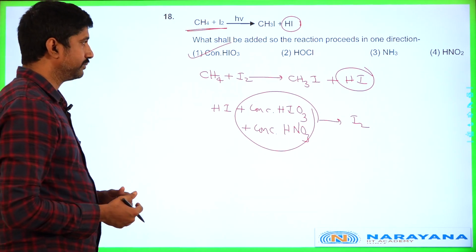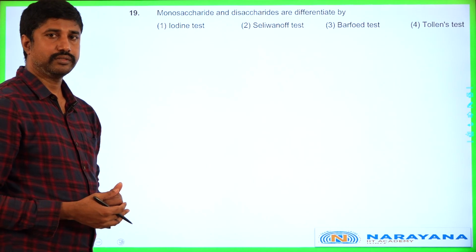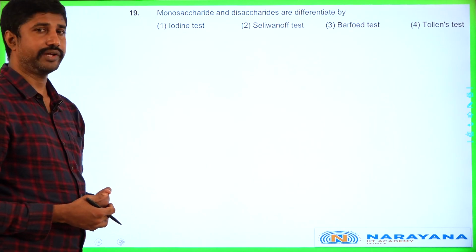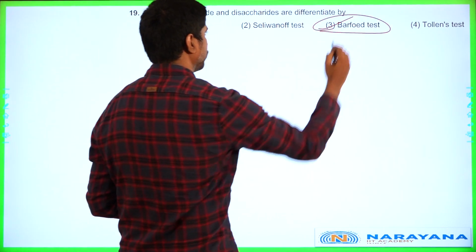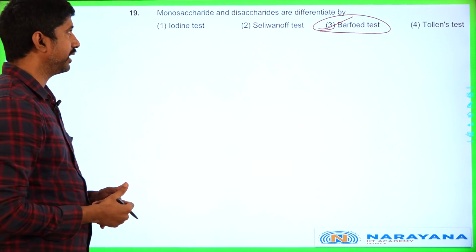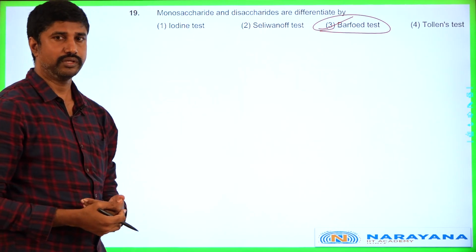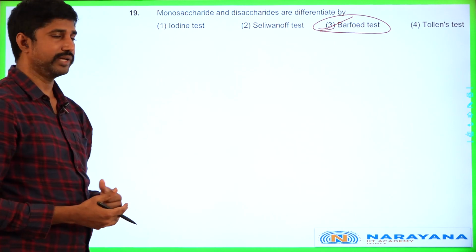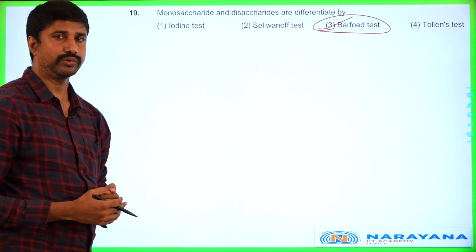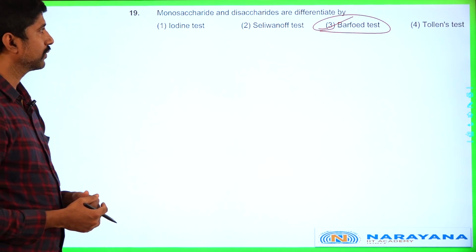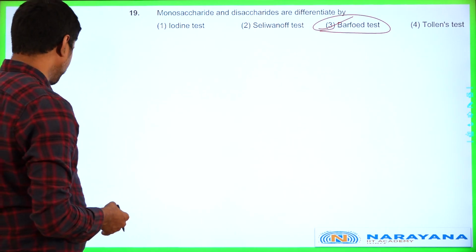So let's go for the next question. Question number 19. Monosaccharides and disaccharides are differentiated by the Barfoed test. So directly we can say that the Barfoed test is used for identification of monosaccharides only, so only monosaccharides will react with the Barfoed test, and we can identify monosaccharides easily. This is a simple direct statement-based question. The mechanism is not required.